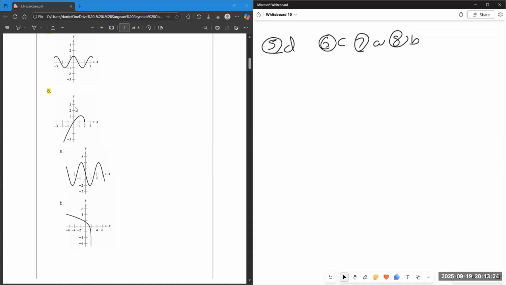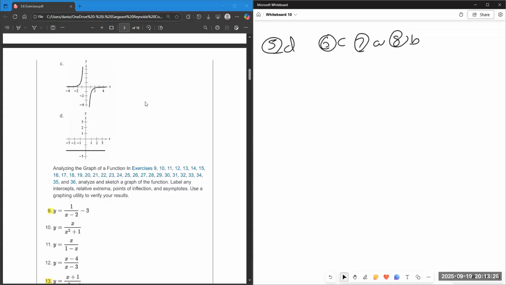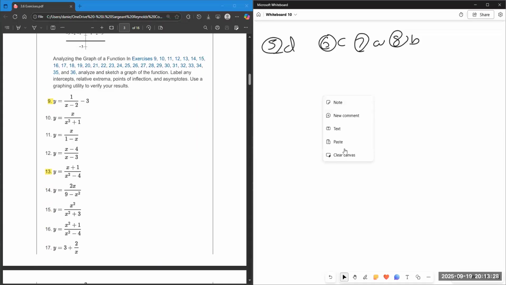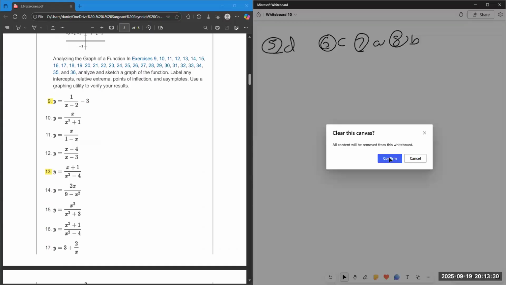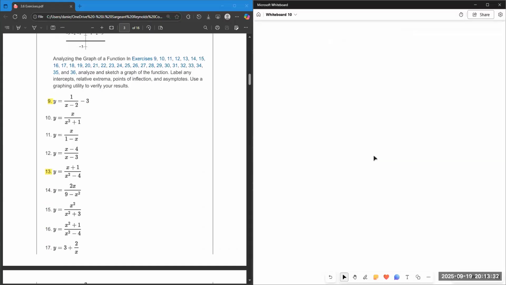All right, let's move on to number 9, where we'll actually do some math. Here we're going to analyze this graph and sketch a graph of the function. My sketches are going to be just that, sketches. So we want to identify any key points like intercepts and extrema, points of inflection, as well as any asymptotes that we may be able to label.